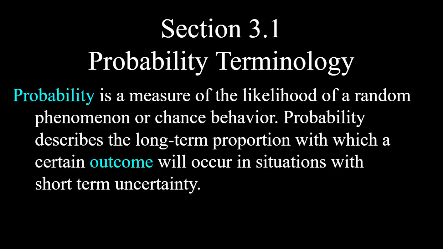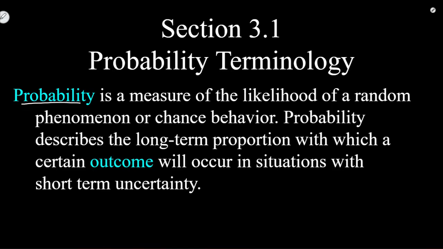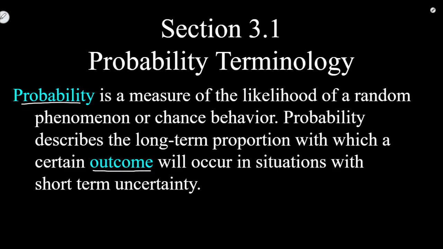Probability describes the long-term proportion with which a certain outcome will occur in situations with short-term uncertainty. So again, that's our definition of probability, and then a certain outcome is what we're talking about. In other words, what occurs is the outcome when we're doing this sort of probability experiment.